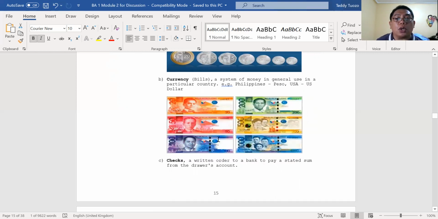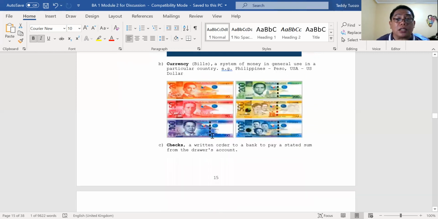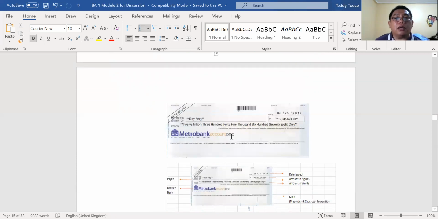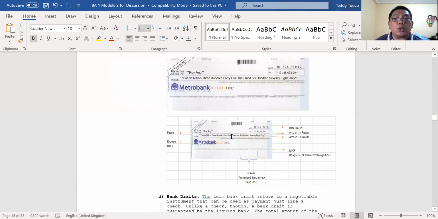And we also have under cash, checks. A check is a written order to a bank to pay a stated amount or sum from the drawer's account. So I have an example of a check here. And I have also identified the parts of a check.